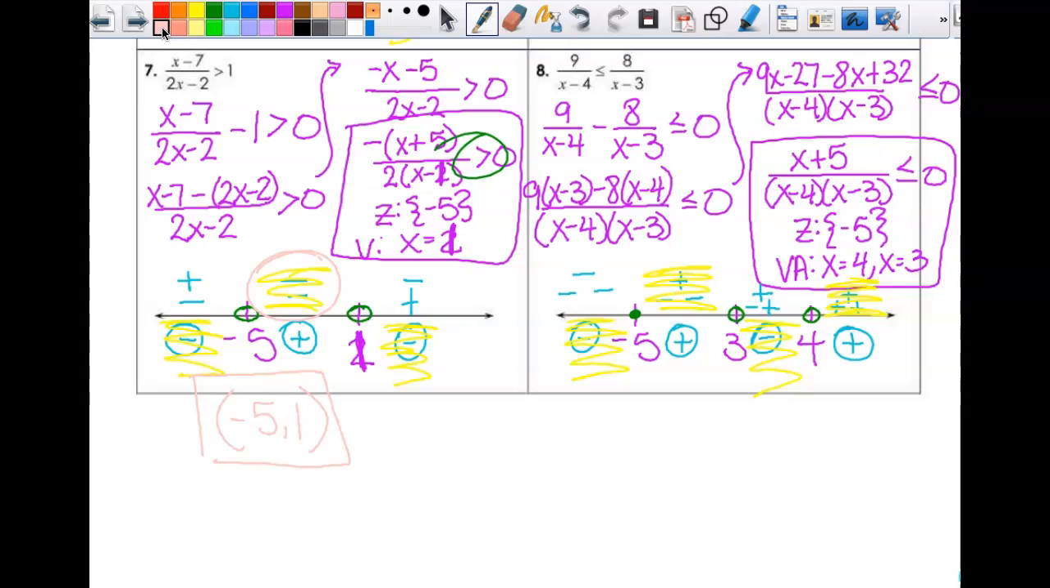Then when I write my answer, I want it to be less than or equal to 0. So those are my negatives here and here. So from negative infinity to negative 5. And I include negative 5 because it's less than or equal to, and that's a 0, plus I have a closed circle there. Then I start back over at 3 and go to 4. I do not include either one of them because they're asymptotes and they're open circles, and this is my answer. And there you go.